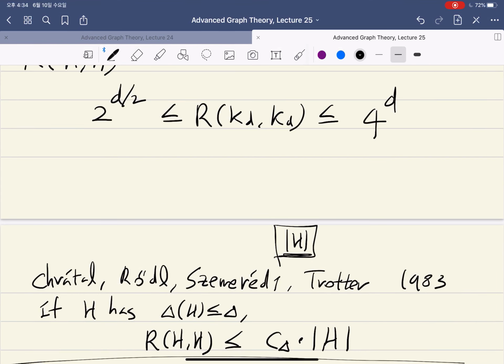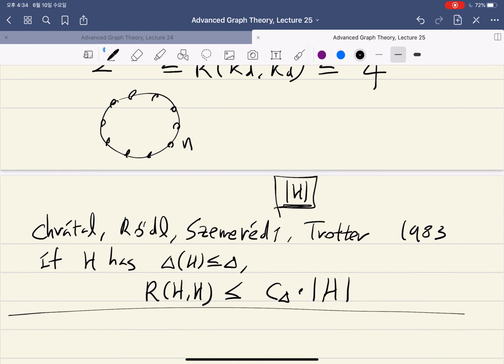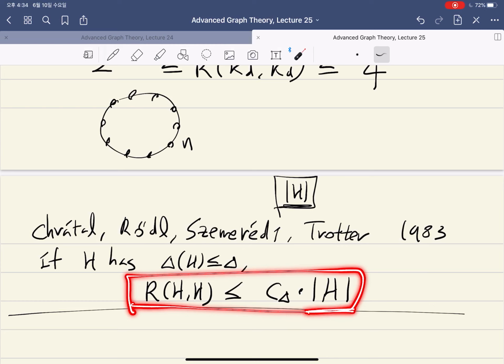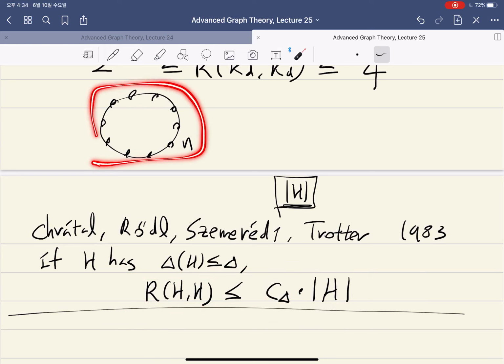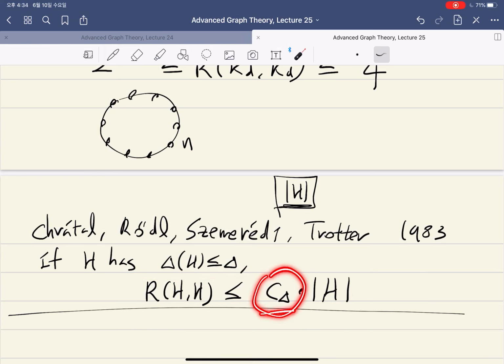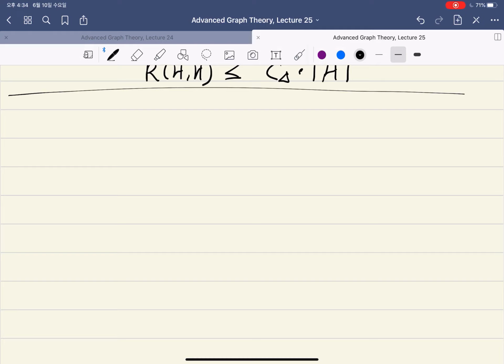So if H is a very big cycle with a very large number of vertices, say n vertices, then its Ramsey number is only linear in terms of n. Here, this could be some number depending on the maximum degree. If this is a cycle, then delta is 2. In that case, this could be some constant, which does not change as n grows, which only depends on delta. Of course, the dependency on delta could be big. It could be this large number, but still it is just a constant compared to n.